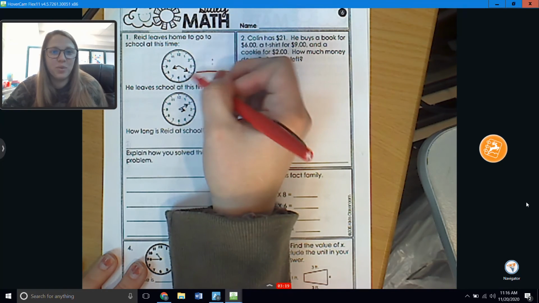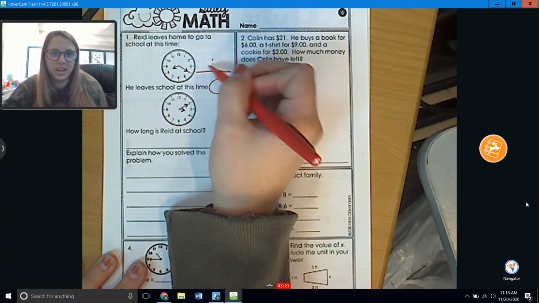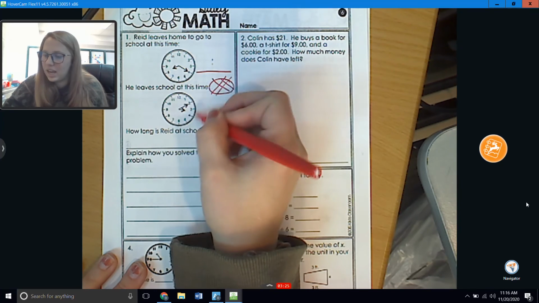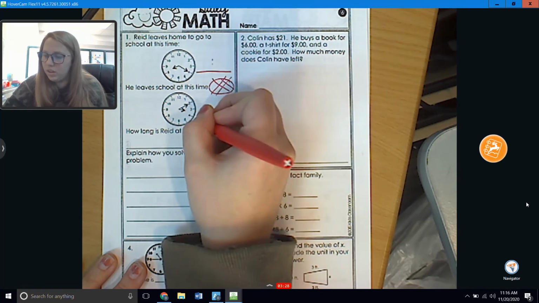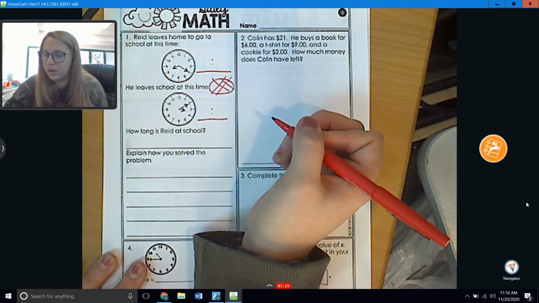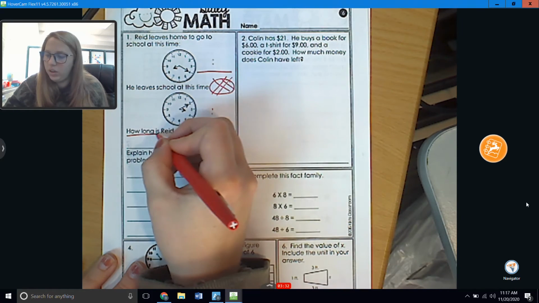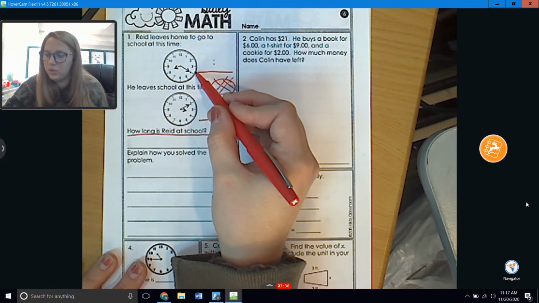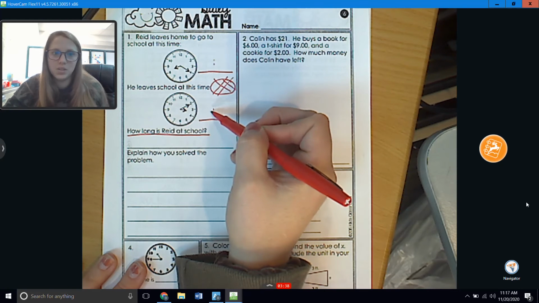So you're going to figure out what this clock says. You can write it next to it. I'm going to put an X through that, ignore that. This is the time that he leaves school. So if you need to, you can write that time here. You're going to answer, how long is Reed at school? So you've got the time he goes to school, the time he leaves school.